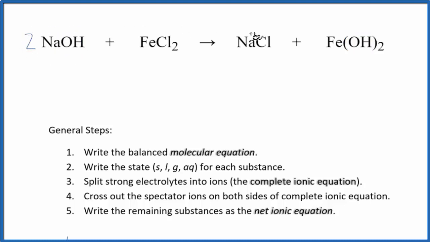Now I have two sodium atoms, put this 2 here, fixes the sodium, 2 chlorines, and now we have 2 times the 1, 2 chlorines there, iron and an iron. We've balanced the molecular equation. Now we need to write the state for each substance.